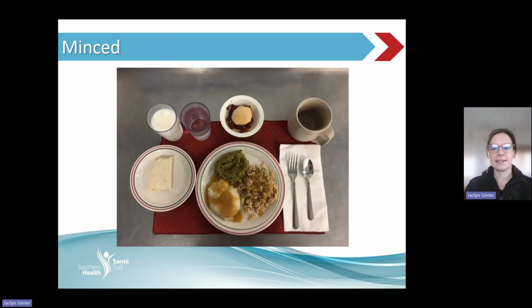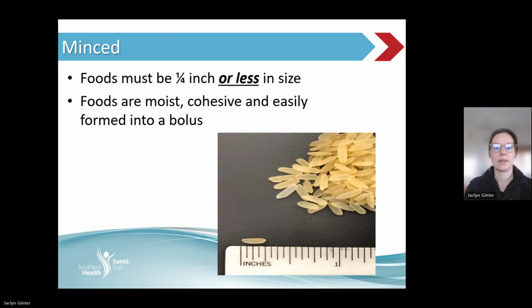A minced diet is next, and on here, the biggest difference you can see is that the food on the plate is in minced form, and the bread has the crust removed. The general guide is that food must be 1/4 inch or less in size. Foods are moist, cohesive, and easily formed into a bolus.